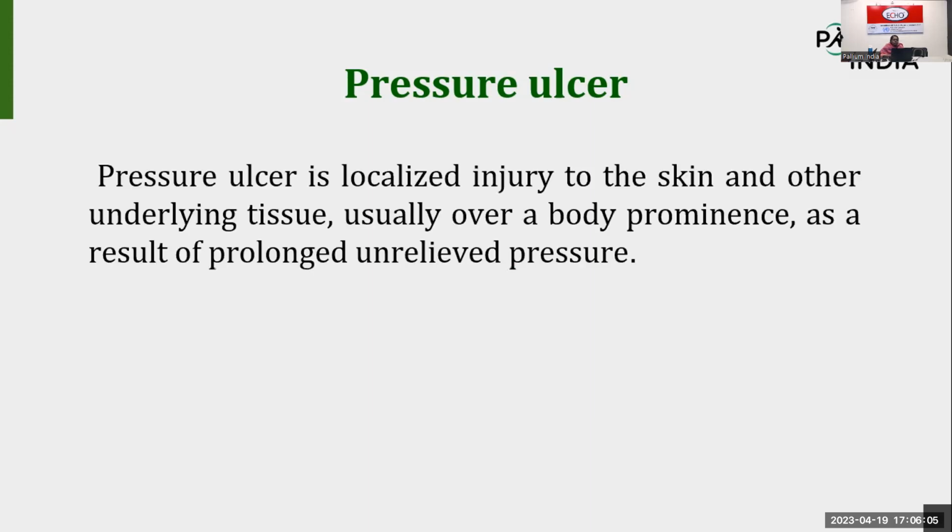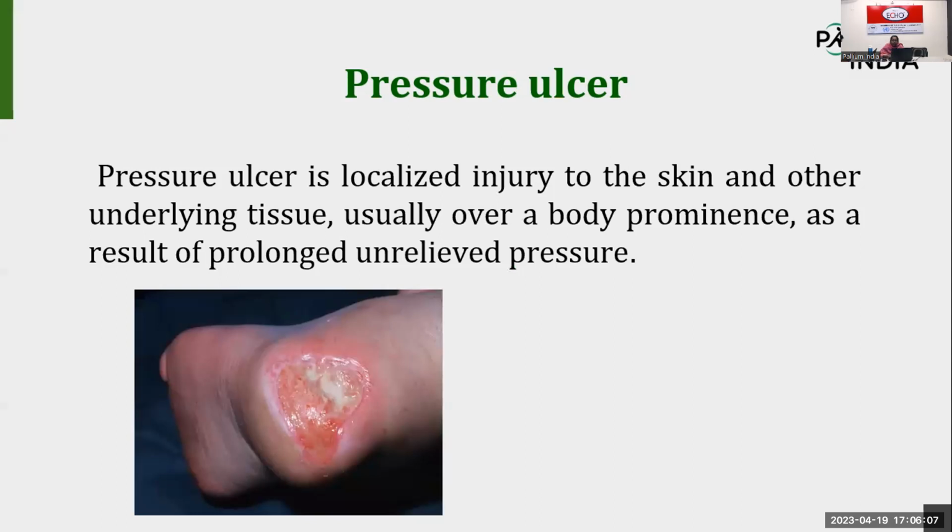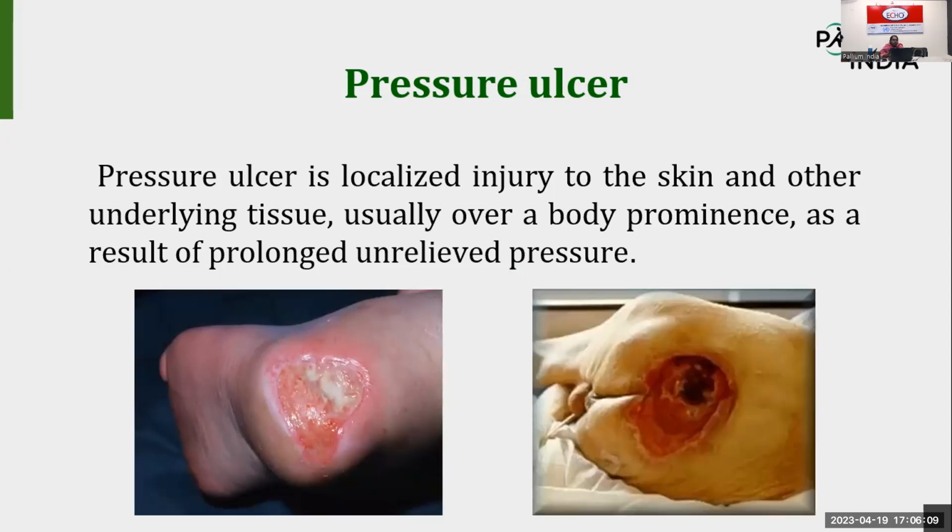What is pressure ulcer? A pressure ulcer is a localized injury to the skin and other underlying tissue, usually over the bony prominence, as a result of prolonged unrelieved pressure. What happens if the patient is not able to move independently? There is a chance of unrelieved pressure on the underlying tissues, which can cause localized injury, especially on the bony prominence, but it can occur anywhere.